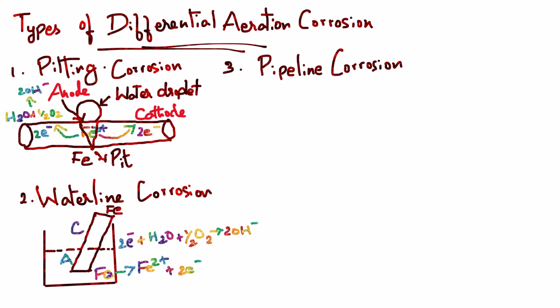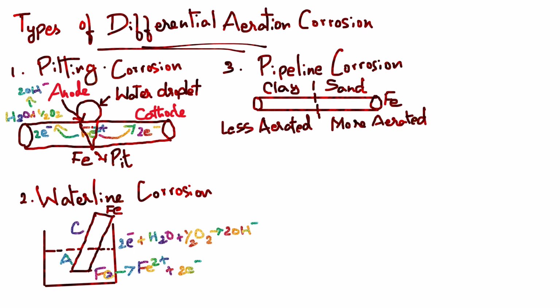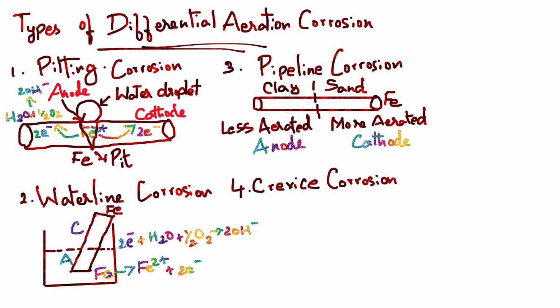Pipeline corrosion: consider an iron pipe passing through two different earth materials, clay and sand. Clay is less aerated, sand is more aerated, and the portion of iron in the sand will act as cathode, and the portion of iron in the clay will act as anode and suffer oxidation, corrosion.